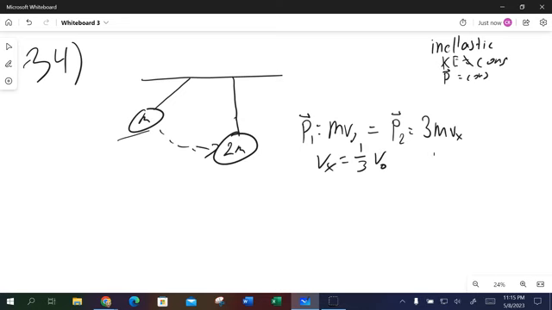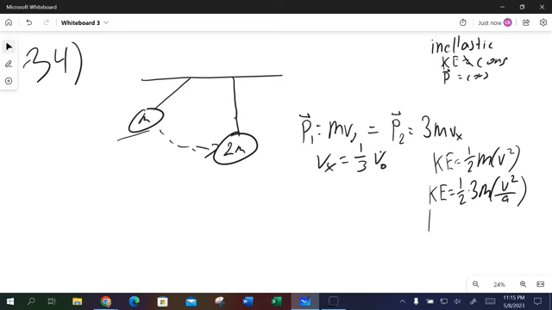So the kinetic energy of the system at the beginning, we can write is equal to 1/2 m V squared. And now the final KE is equal to 1/2 times 3m times V squared over 9. Now if we do this, we get 3/2 m V squared over 9. That should not be a 9, that should be a 2. And then that'll give us 3 over 18 if we multiply the 2 times the 9, which is equal to 1/6 mV squared.